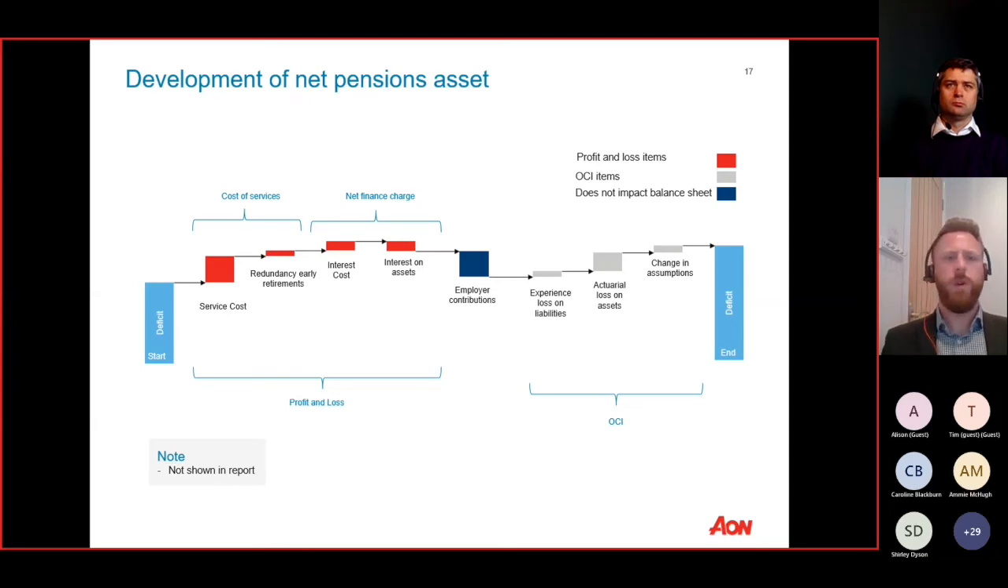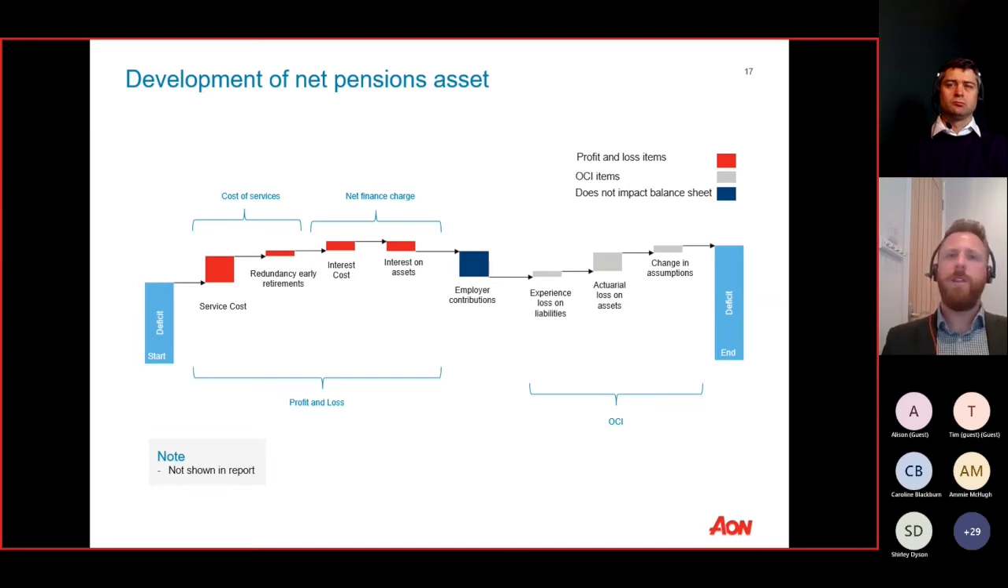So in short then, we start with the starting deficit figure, add on the profit and loss account in red. We take off the employer contributions paid because that's coming on the asset side, reducing the deficit. And then you add on the other comprehensive income, which, as I said earlier, could be positive or negative, and that gives you your deficit at the end of the accounting period.